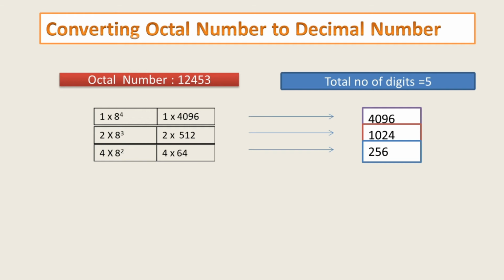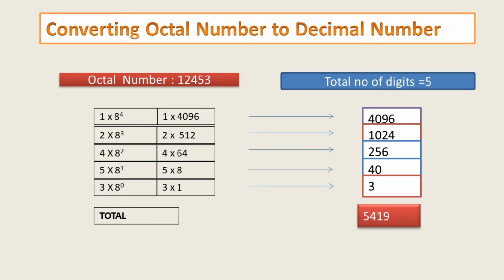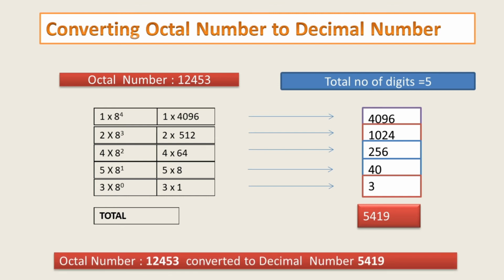And the fourth digit is 5. 5 into 8 to the power 1. 8 to the power 1 is 8. 5 into 8 is 40. And the last one is 3. 3 into 8 to the power 0. 8 to the power 0 is 1. 3 into 1 is 3. Now we add up all the numbers and we get 5419. So the octal number 12453 converted into decimal number will be 5419.